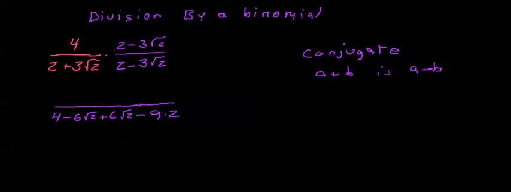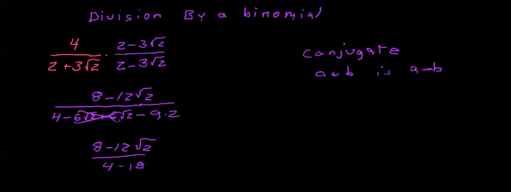The numerator we distribute. 4 times 2 is 8, minus 4 times 3 is 12 radical 2. These will cancel. They'll always cancel. That's why we use the conjugate. Now I have 8 minus 12 radical 2 over 4 minus 18, and we're almost done.